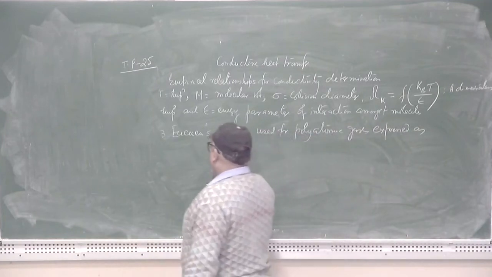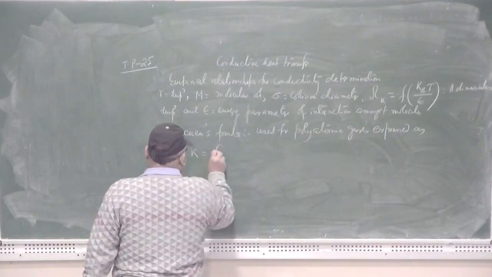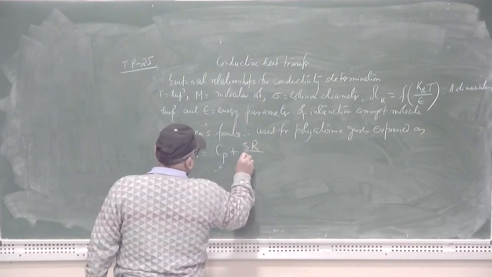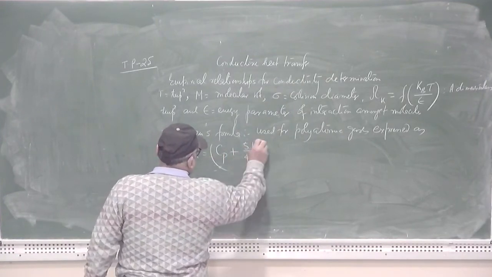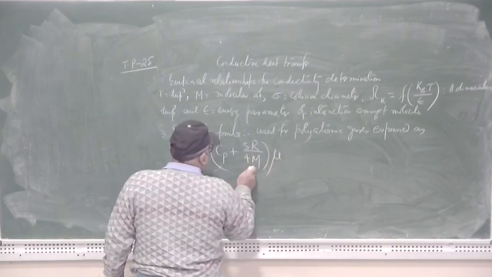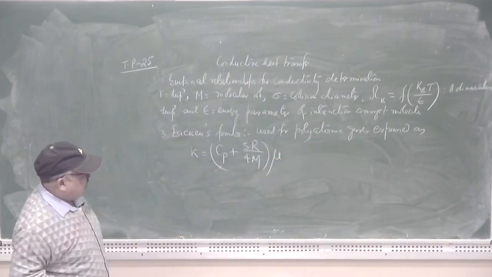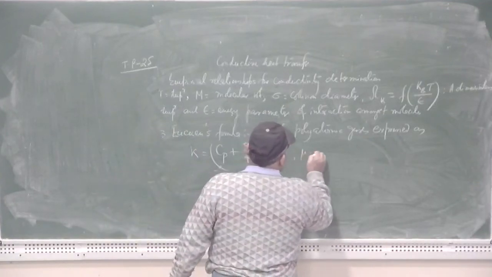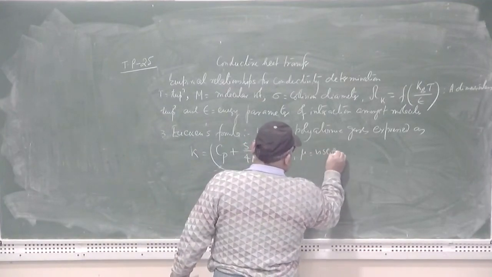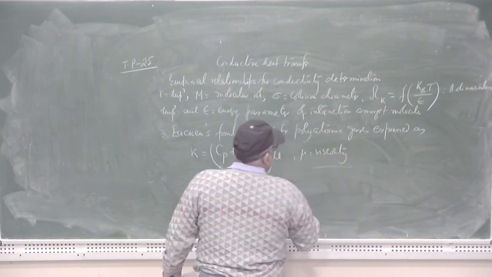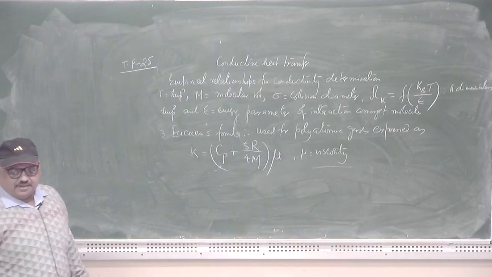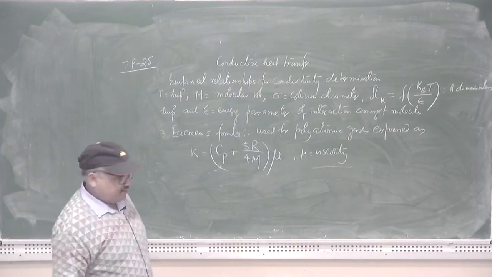the Eucken formula is K is equal to Cp plus 5R divided by 4M, into mu. R and M have the usual meaning that I have already said, and mu is the viscosity. These are the empirical relationships which are utilized for the determination of thermal conductivity in the case of gases.